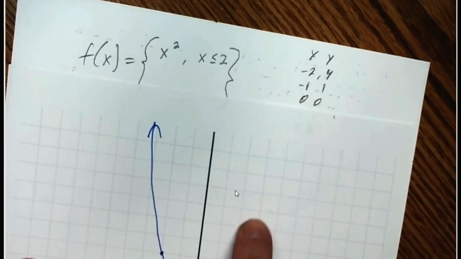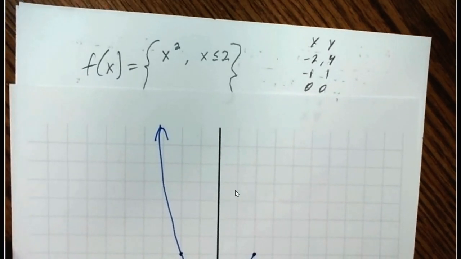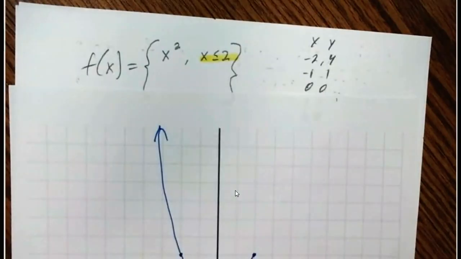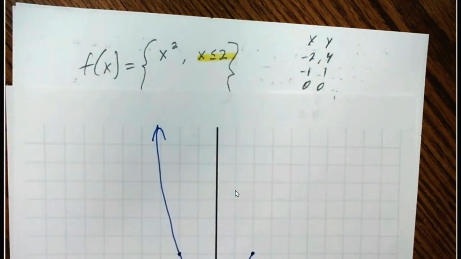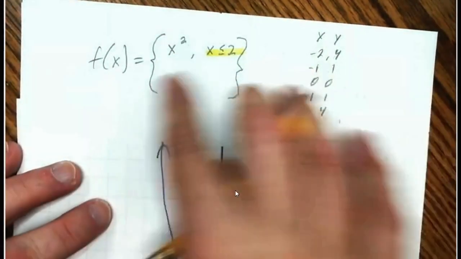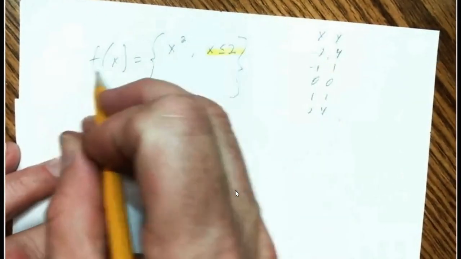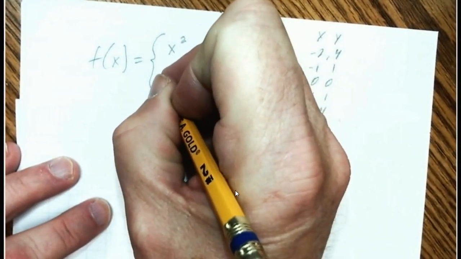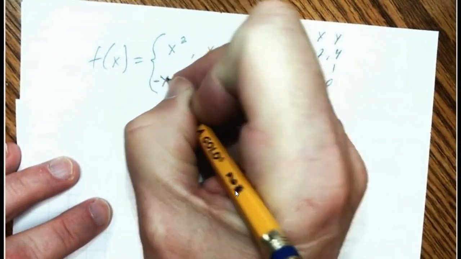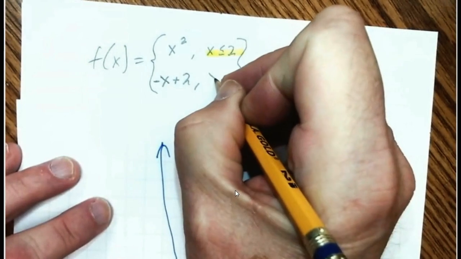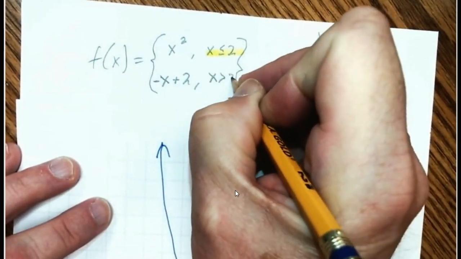Now, why didn't I continue this one? Because I said I only want to use this equation when x is less than or equal to 2. Over here, x is bigger than that, so it doesn't count. I want to use a different equation over here. I want to use f of x equals, let's say, negative x plus 2. And that's any time that x is greater than 2.